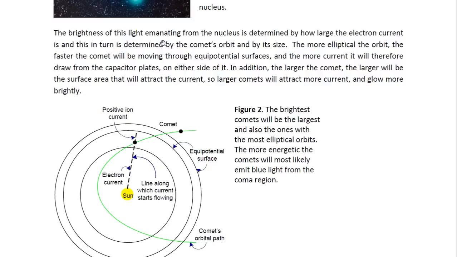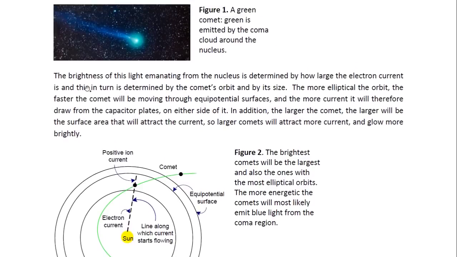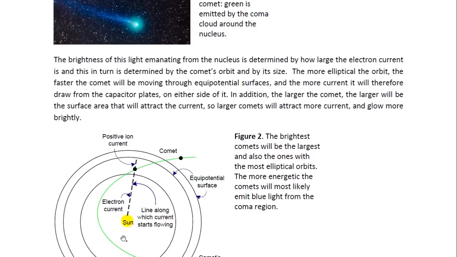Now, the brightness of this light emanating from the nucleus is determined by how large the electron current is, and this in turn is determined by the comet's orbit and by its size. So the more elliptical the orbit, the faster the comet will be moving through equipotential surfaces, and the more current it will therefore draw from the capacitor plates. So there will be more electrons coming in and more ions coming in, and therefore more interactions at the comet, and therefore it will be brighter.